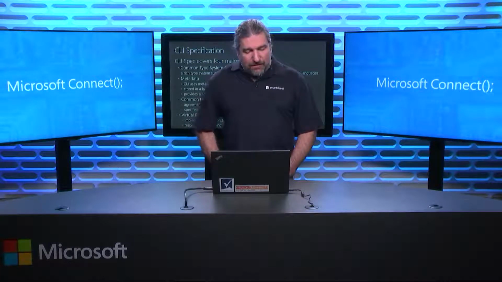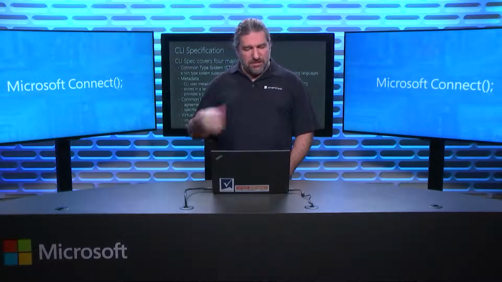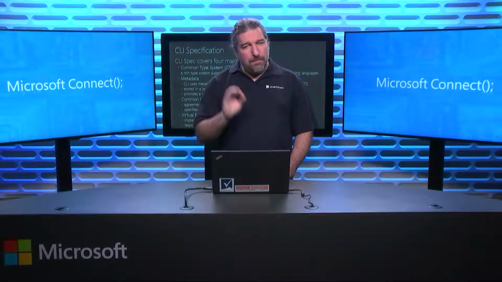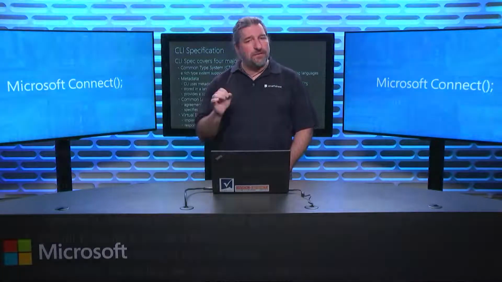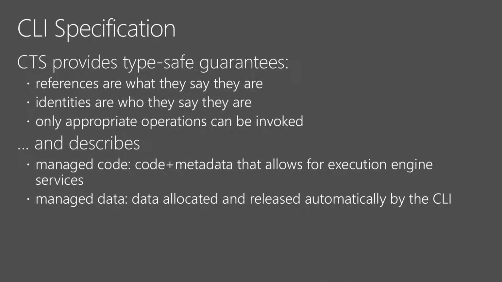The spec itself covers a number of different areas: the common type system, metadata, the common language spec, which describes how languages work together, and the virtual execution system, which describes basically the runtime. And the important thing to understand about this is that .NET Standard doesn't actually take any of this stuff away. If anything, the .NET Standard is going to sit on top of the CLI specification, and this is important to understand its place inside of the universe.